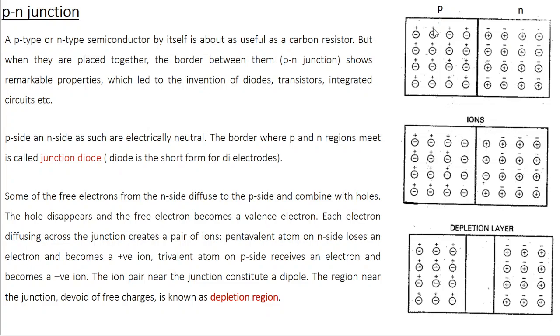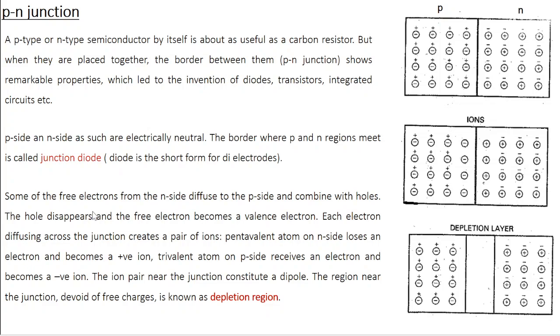So when you place a p material next to an n material, the border where the p and n regions meet is known as a junction diode. Diode is the short form for dielectrodes, two electrodes. Now what happens at the p-n junction? Here you have negatively charged free electrons. Here you have positively charged vacancies. As I said, opposite charges are going to attract each other. So the electron is going to get attracted towards this vacancy.